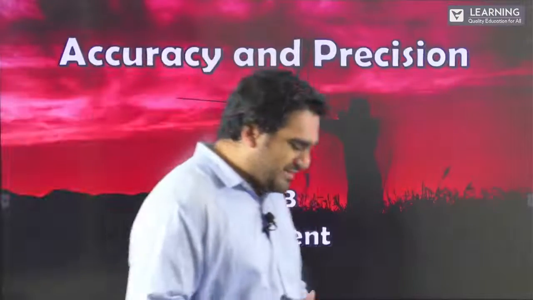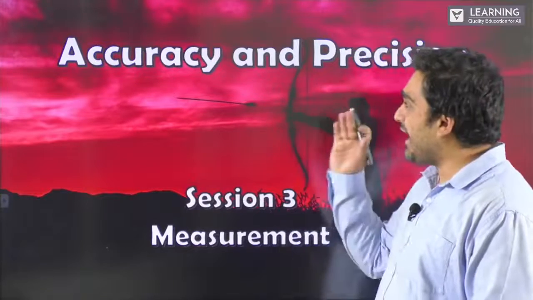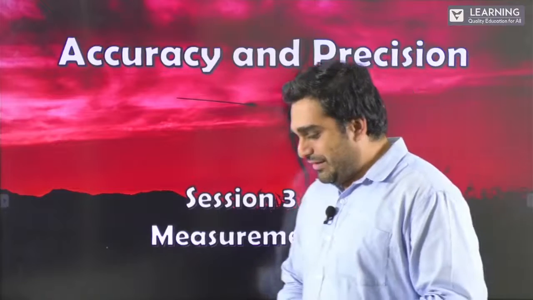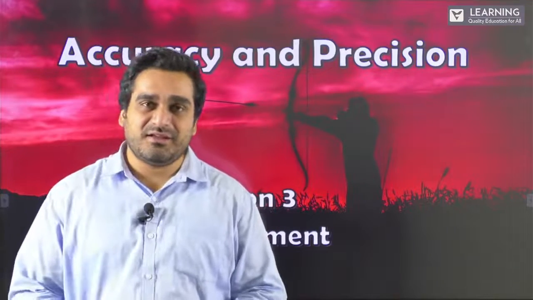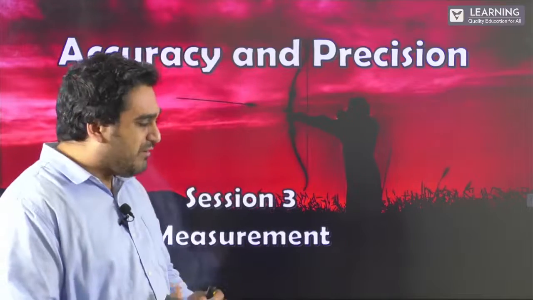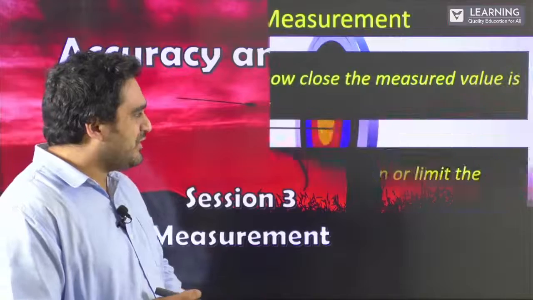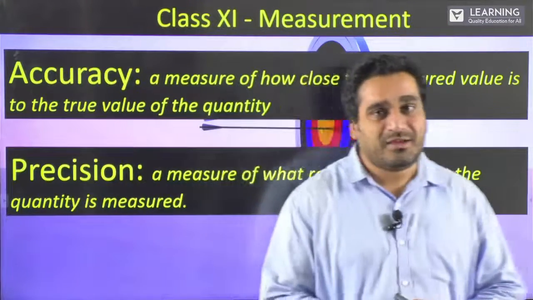Today's session is session 3 of the chapter Measurement, and we will be discussing accuracy and precision. So what exactly does it mean that a given object or a given measurement is accurate and precise enough? Let's have a look at the definitions of accuracy and precision.